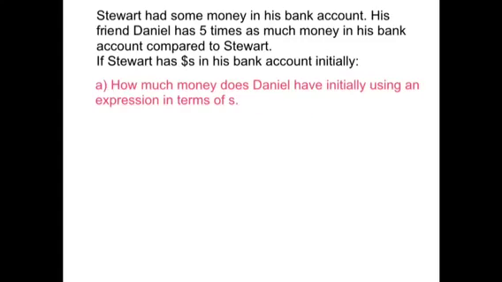terms of S? To find how much Daniel has in his bank account initially in terms of S, you have to read through the text again. In this text, it says that Daniel has 5 times as much money in his bank account compared to Stuart. So you would write 5S, which means that Daniel has 5 times as much as S in his bank account.